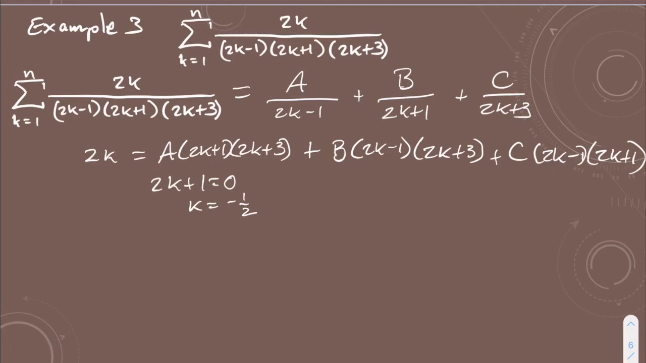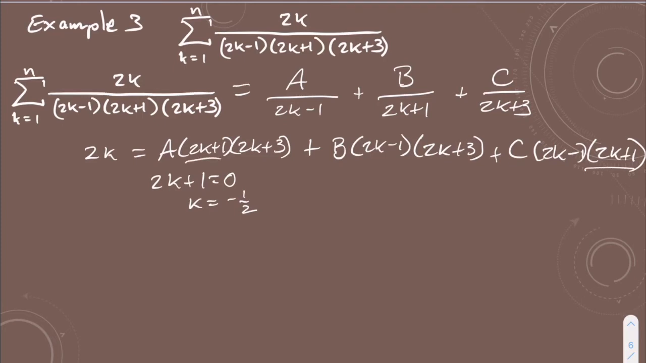Well, look at this. If that turns 2k plus 1 into 0, then here we have 2k plus 1 and 2k plus 1 here. So a and c go away, and we end up with 2k, but k is negative 1/2. So we just call that negative 1 is equal to b. Negative 1 minus 1 is negative 2, and negative 1 plus 3 is 2. So we just end up with b times negative 4.